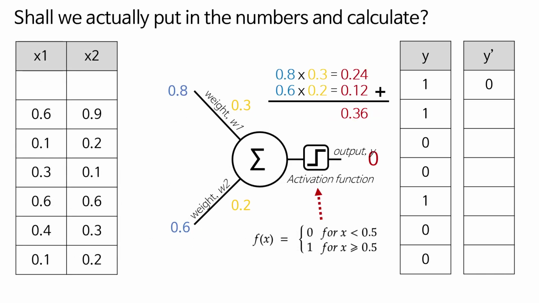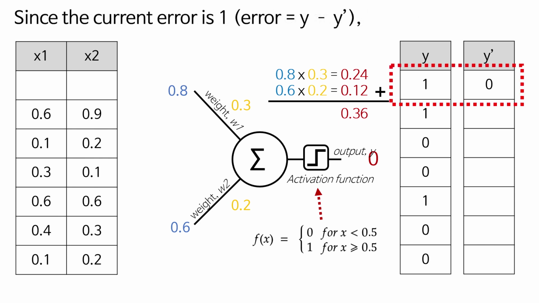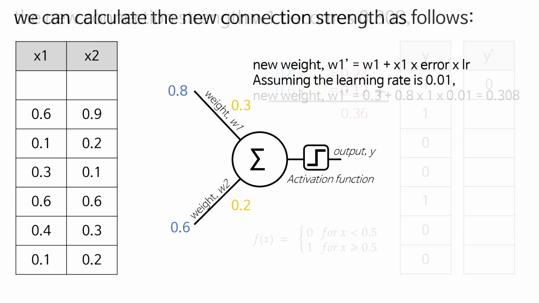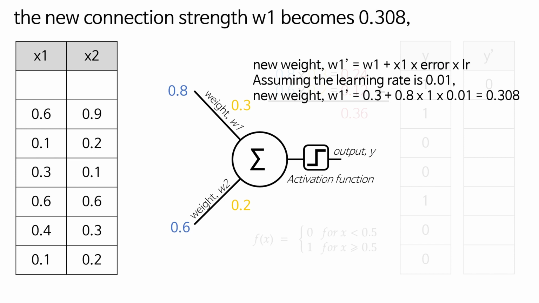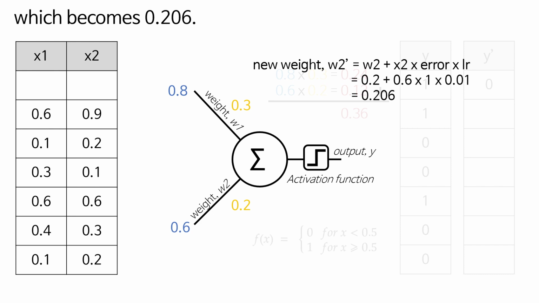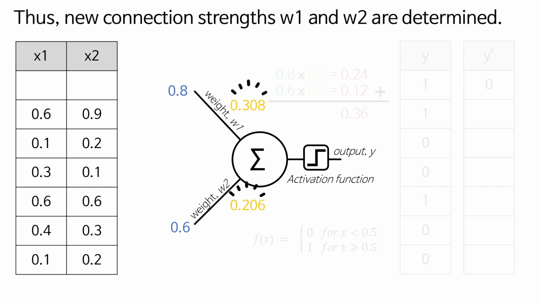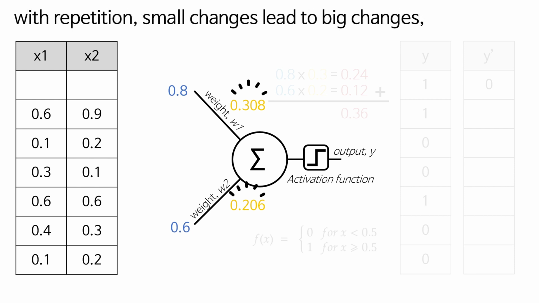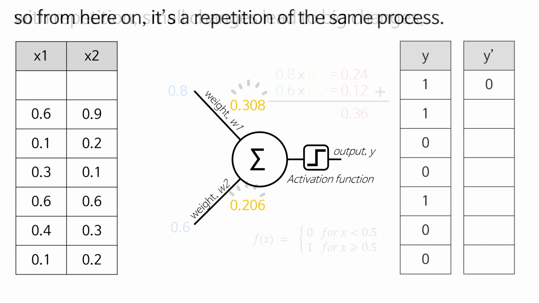Shall we actually put in the numbers and calculate? Since the current error is 1, we can calculate the new connection strength as follows. Assuming the learning rate is 0.01, the new connection strength W1 becomes 0.308, and likewise, we can calculate the new connection strength W2, which becomes 0.206. Thus, new connection strengths W1 and W2 are determined. These small changes may not seem like much, but with repetition, small changes lead to big changes, so from here on, it's a repetition of the same process.